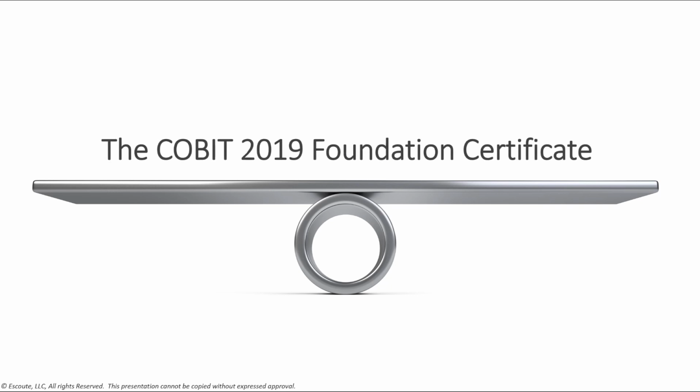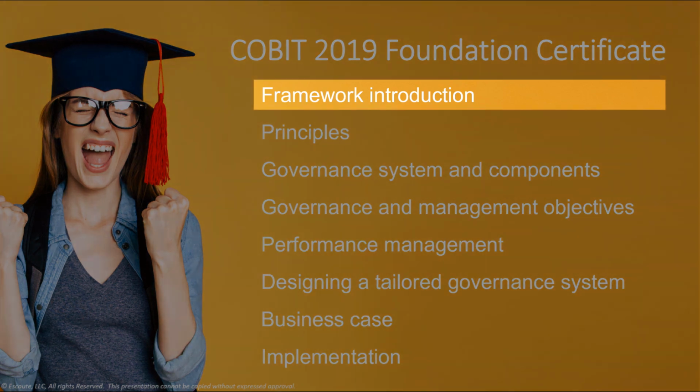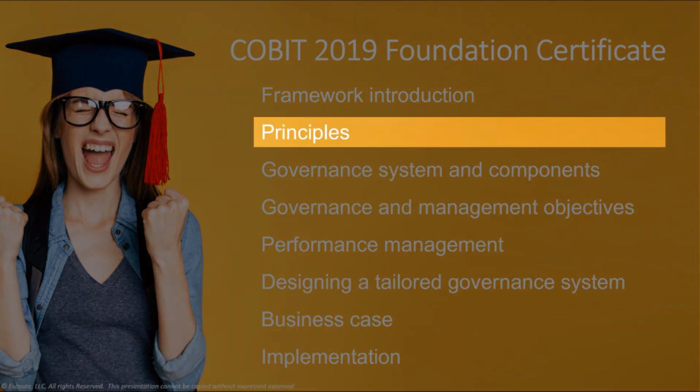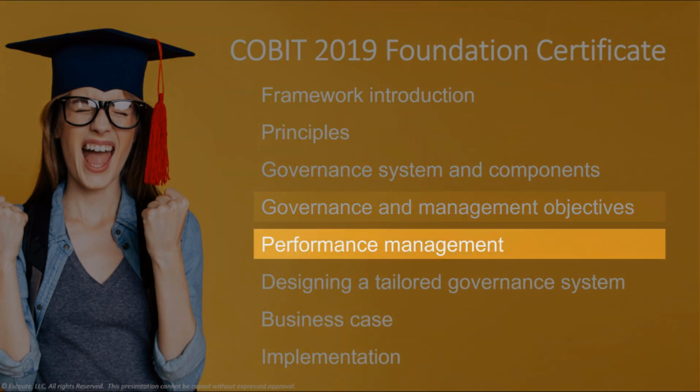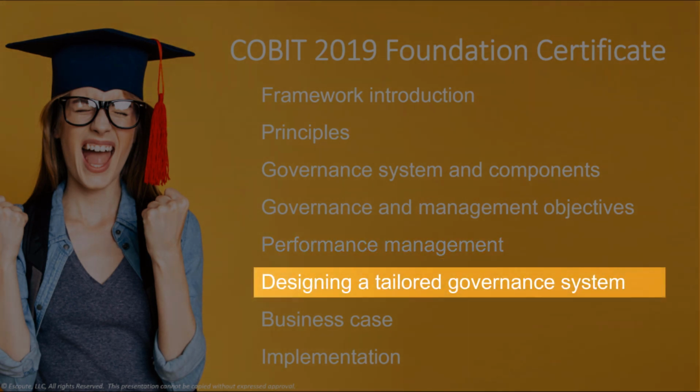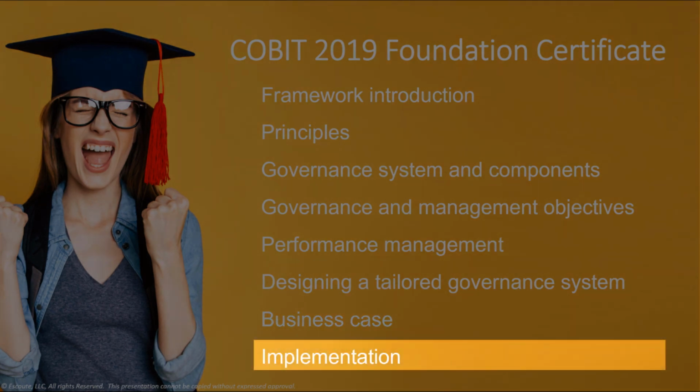We'll talk about the COBIT 2019 Foundation Certificate. What you're looking at here are the domains, or the modules that are covered in a foundation course, as well as the structure from which the exam questions will be allotted. We'll see on the next slides the percentages of questions by each module. The COBIT 2019 Foundation Certificate program covers 8 key areas: the Framework Introduction, Principles, Governance System and Components, Governance and Management Objectives, Performance Management, Designing a Tailored Governance System, the Business Case, and finally, Implementation.